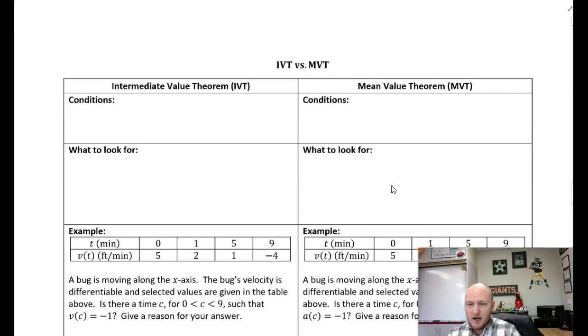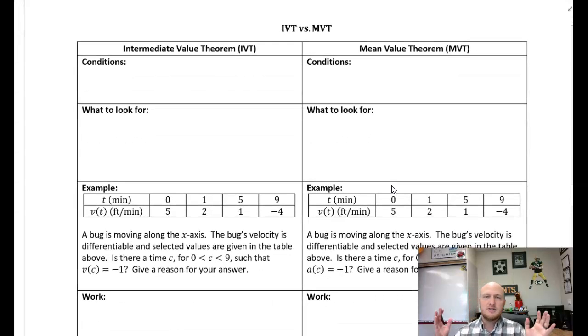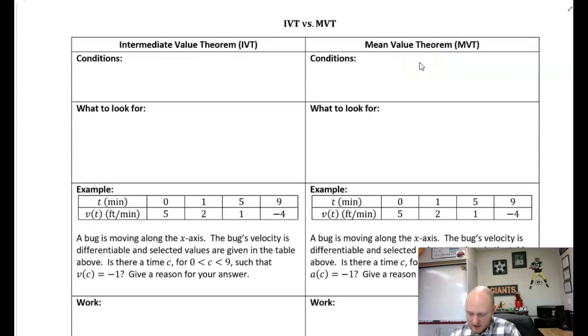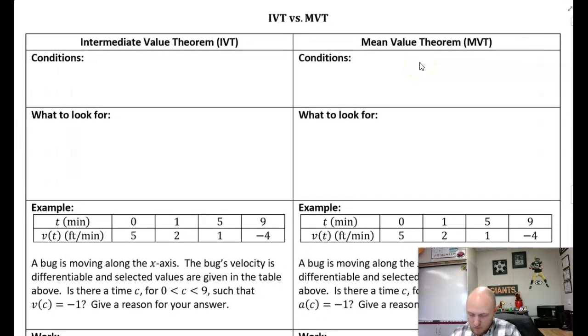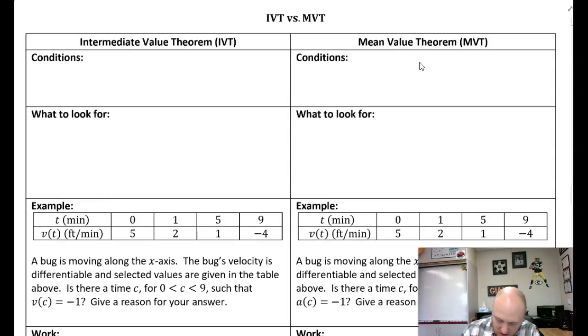Okay, before we go ahead and dive into some actual real AP level problems, we're going to recap and compare and contrast the IVT with the MVT. So really quickly, let's go back over the conditions. The conditions for the IVT, number 1, is it must be continuous. f is continuous.